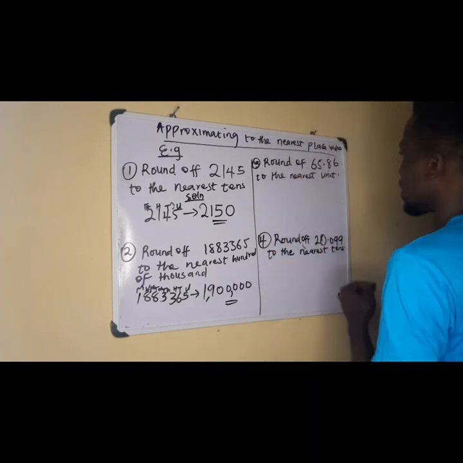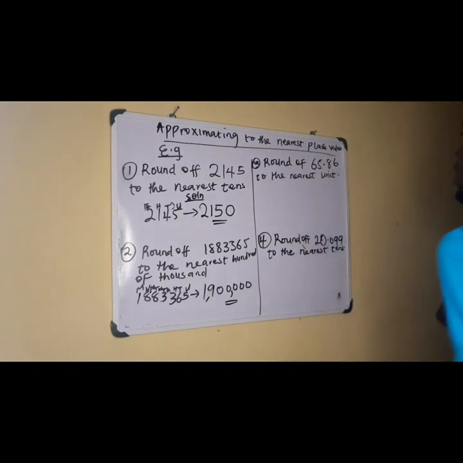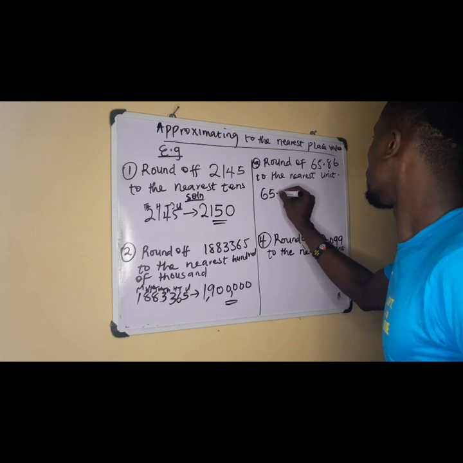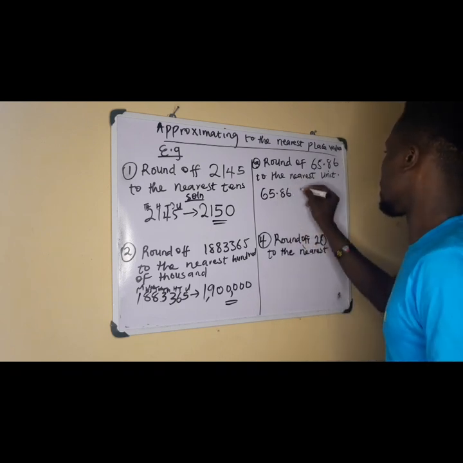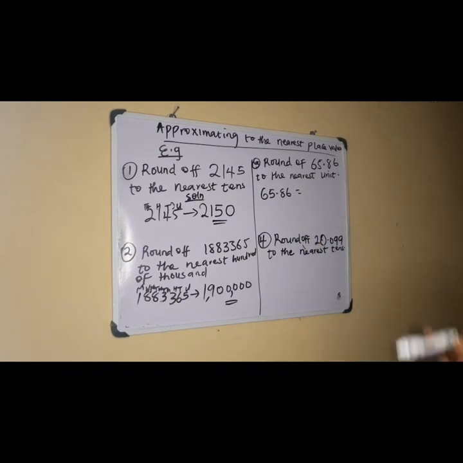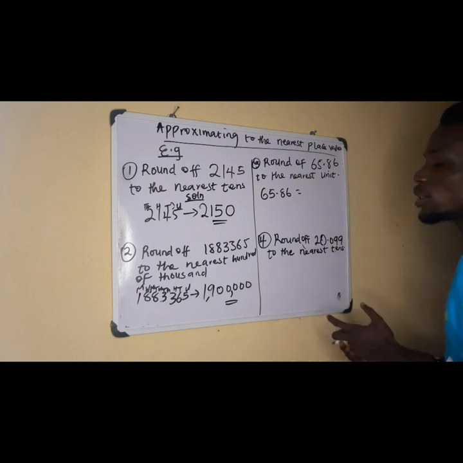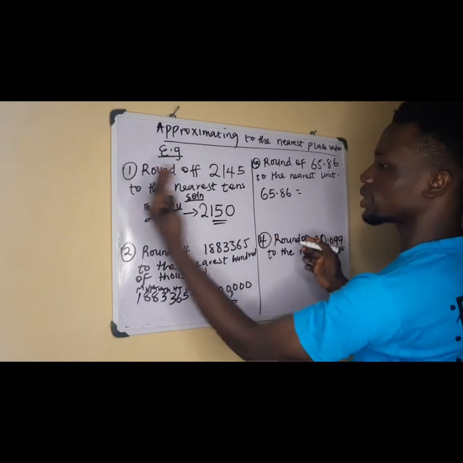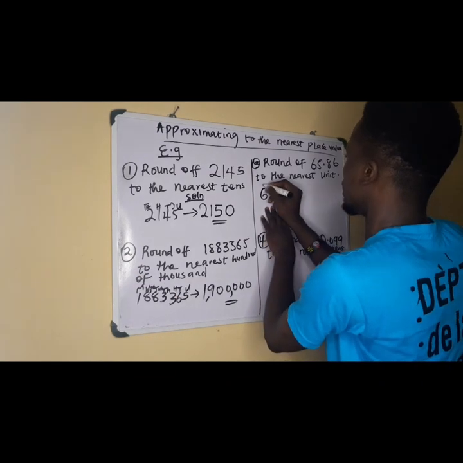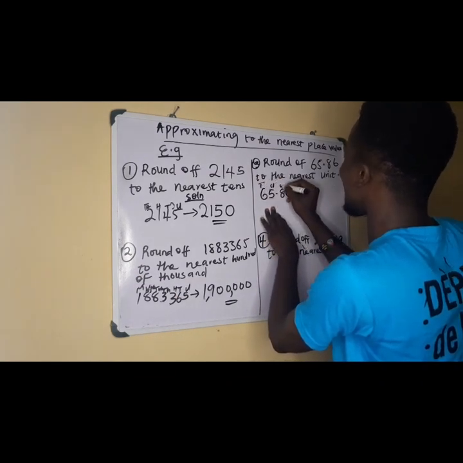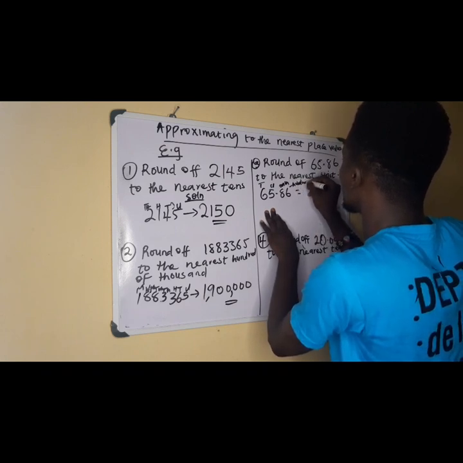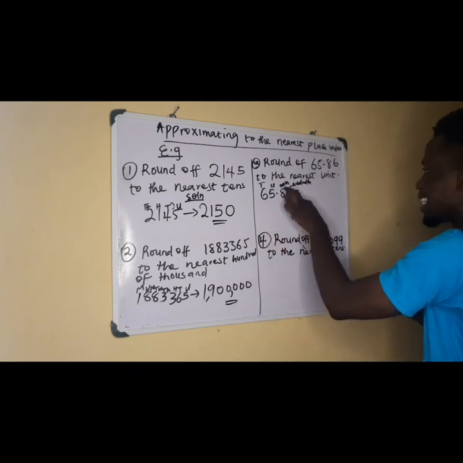Now let's go to the next one. Round up 65.86 to the nearest unit. As usual, you write out the number you're going to affect, 65.86. So what is the next thing? Where do I locate the unit? Now the last number before the point, when you're counting from left to right, is the unit. This is the tens, and this is the tenth. This is the hundredth place value. Tenth and hundredth.